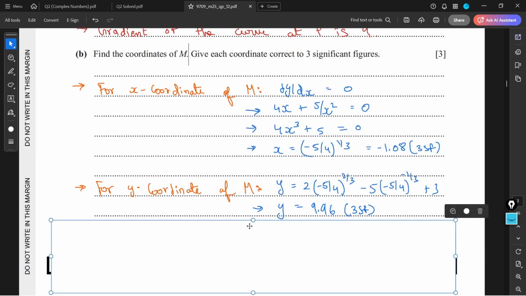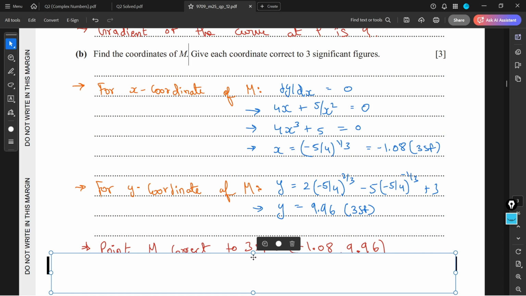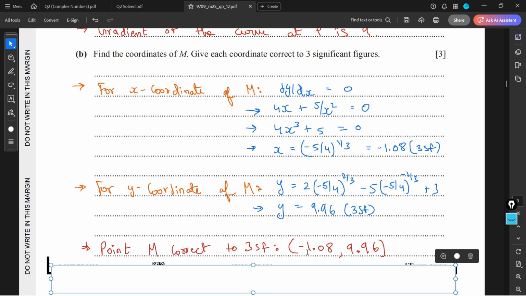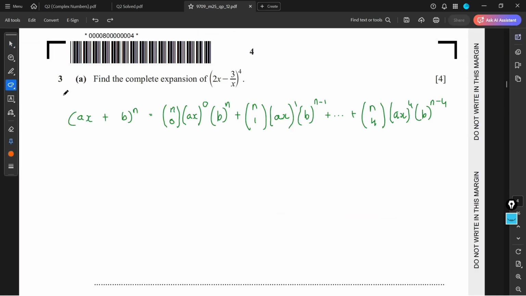And that is why I can say that the coordinates of the point M, correct to three significant figures, is going to become minus 1.08, comma 9.96. And now let's move on to question 3 part A. Here we are asked to find the complete expansion of the given term.